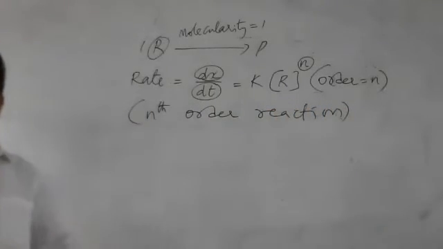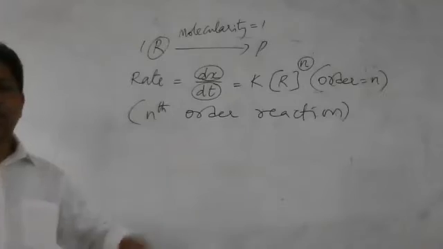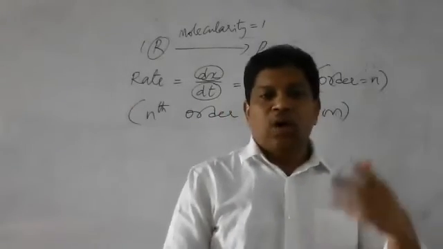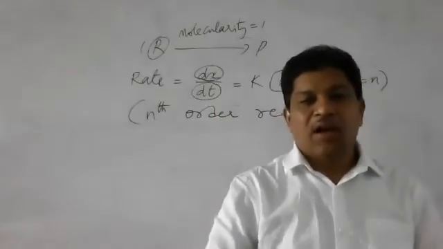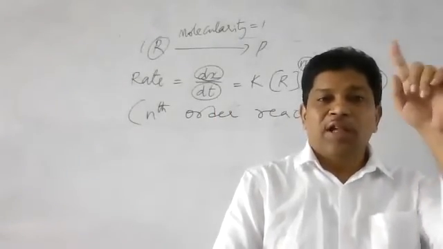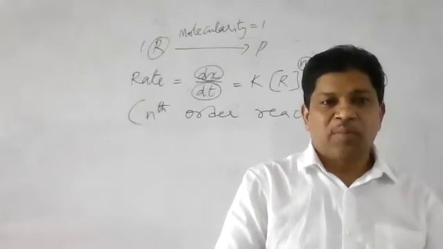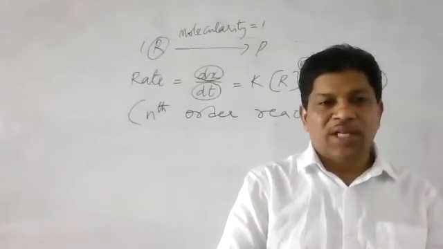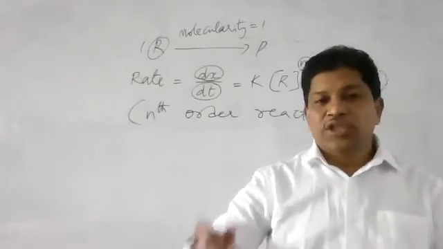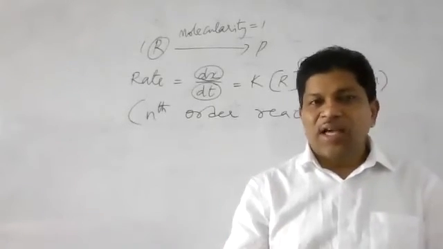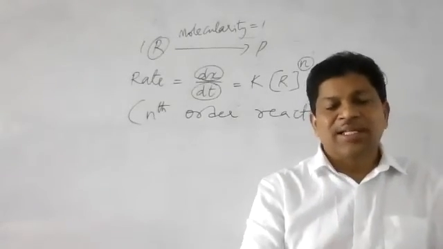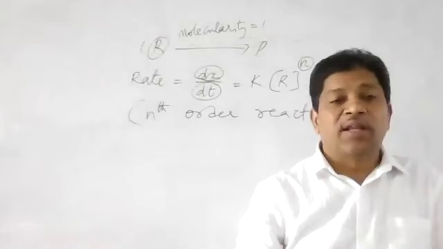So this n value, the order of reaction, may be 0, 1, 2, 3 or 4. Order may sometimes be greater than 3. But molecularity of a reaction cannot be more than 3, but order can be more than 3. Possibility is there. So zero order reactions, first order reactions, second order, third order, fourth order, nth order reactions.